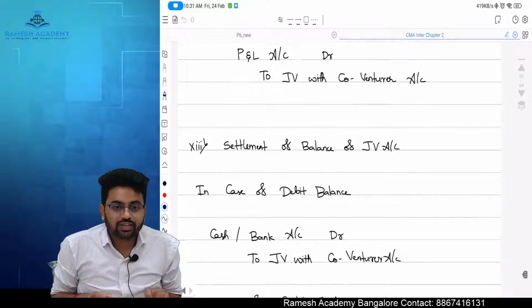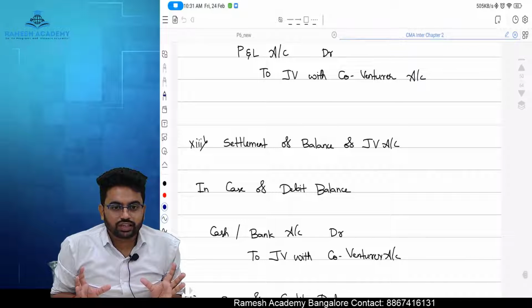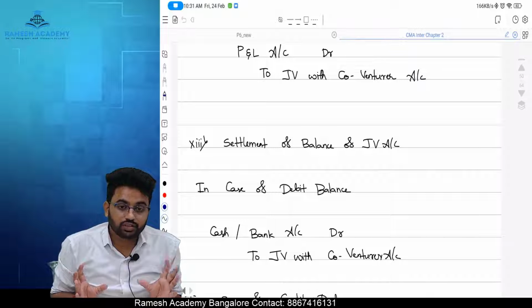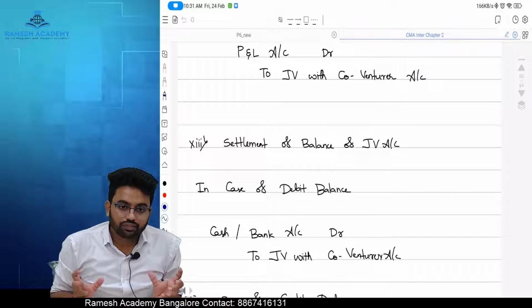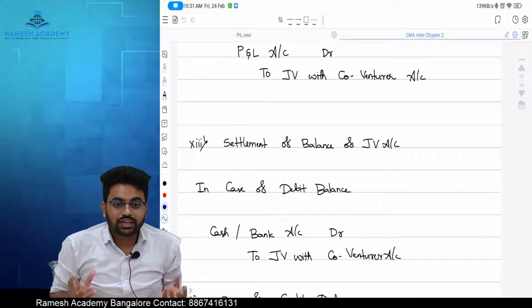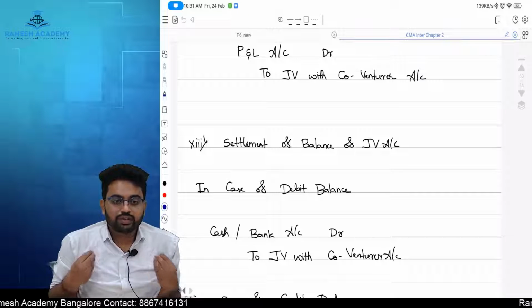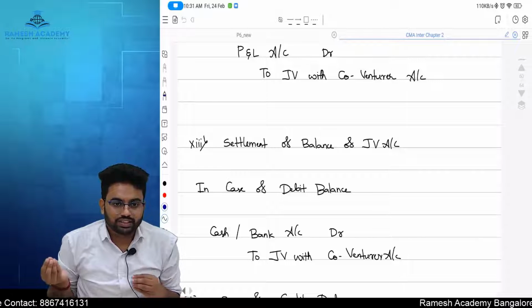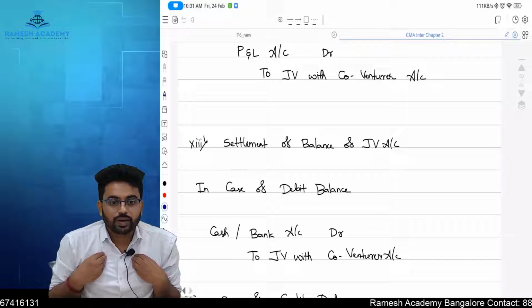Settlement will be what, sir? Finally, joint venture with co-venture account will be there, no? That we will balance. If it's a debit balance, it will be like our debtor, which means we have to receive. So the entry will be cash or bank account debit to JV with co-venture account. If it's a credit balance, we have to pay.